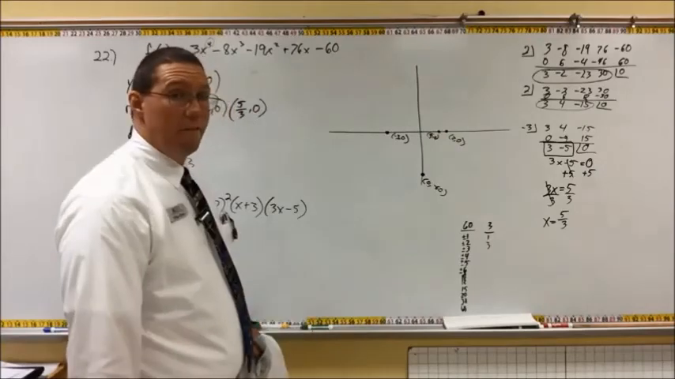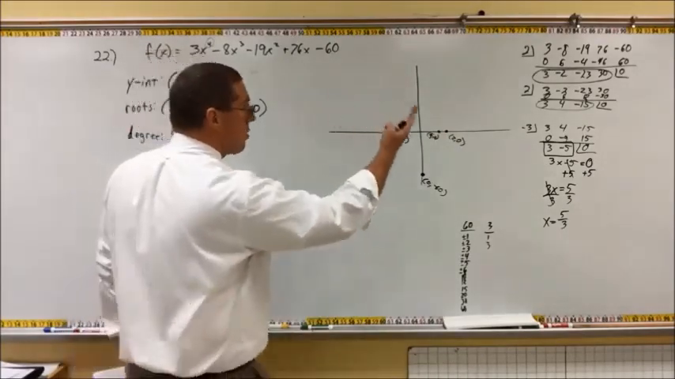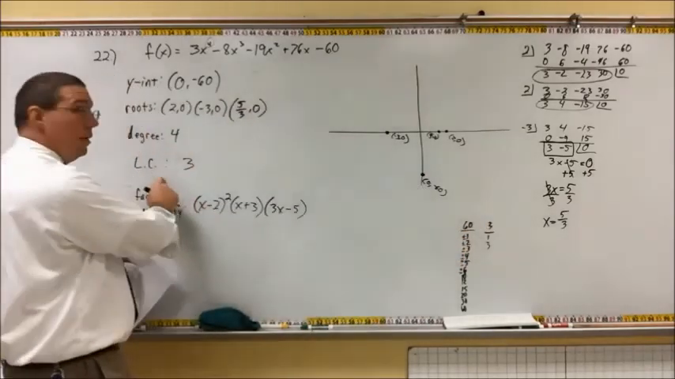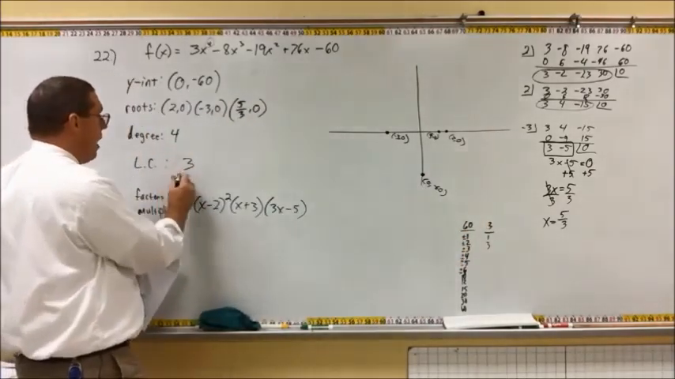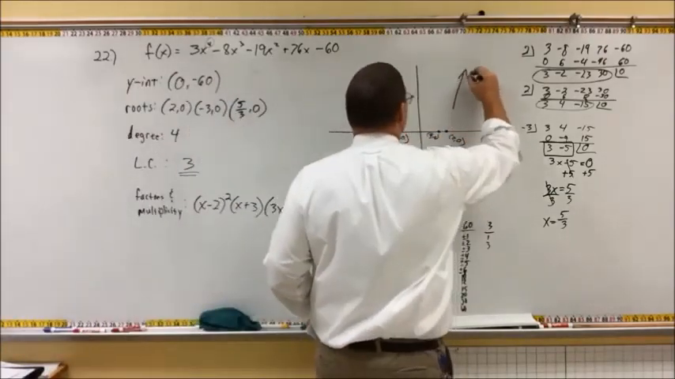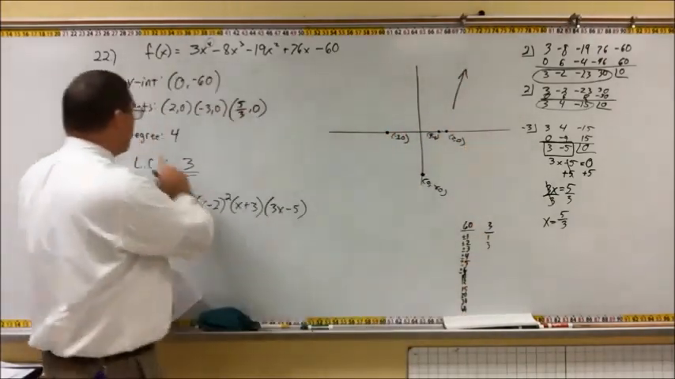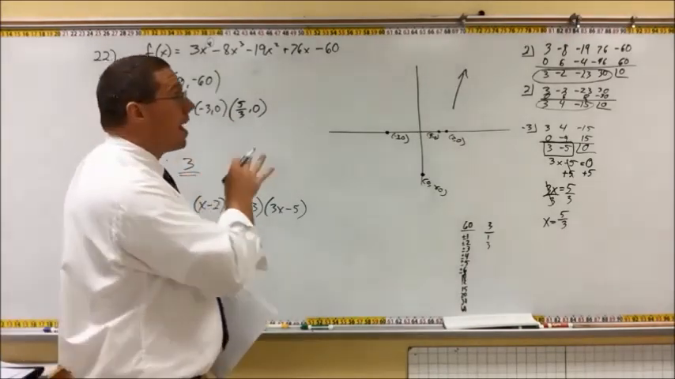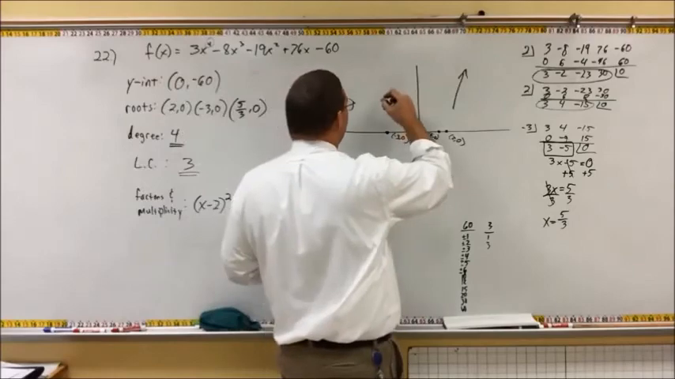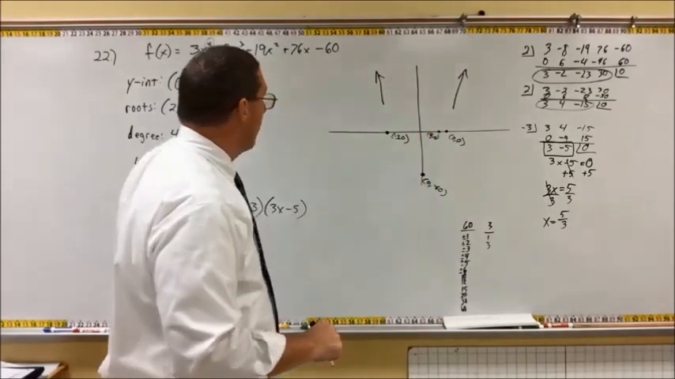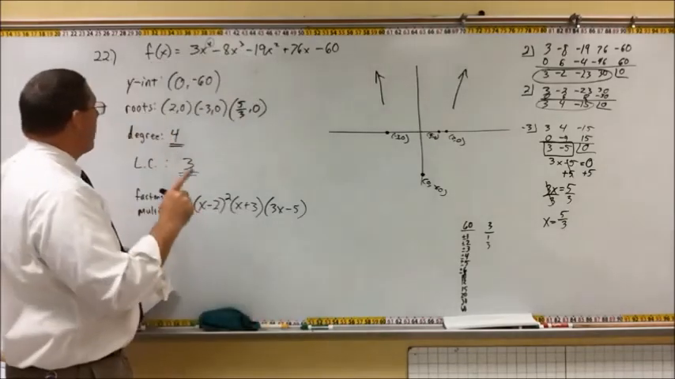Now we're going to draw the graph. We need to know whether the right side is going up or down. And that's determined by the lead coefficient. The lead coefficient is positive, so that means the right side is going up. The degree is even, and that means the left side is going to do the same thing as the right side, which means point up on the left.